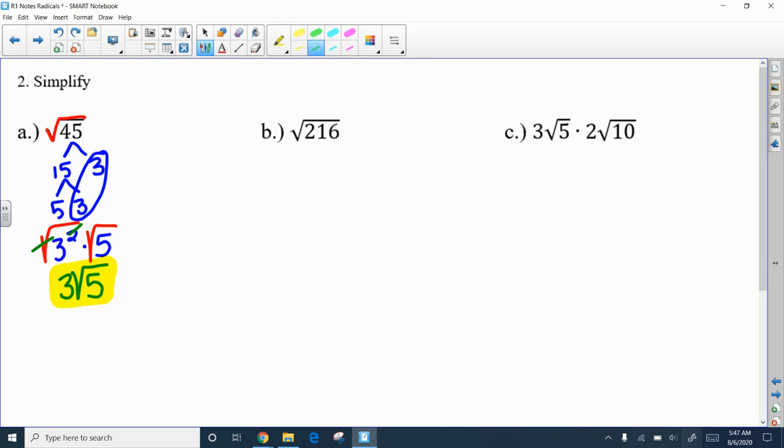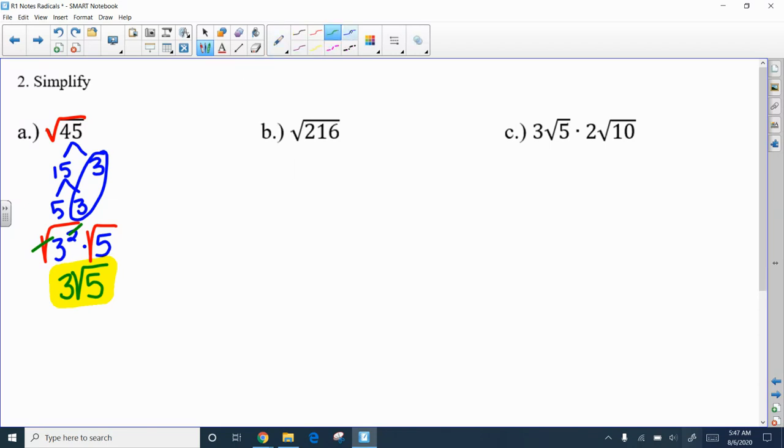Now, the thing you might have done before without showing all these steps: anytime you have a pair, you know it goes on the outside. Anything that's left over by itself goes on the inside. All right, so 45 was a pretty small number and easy.